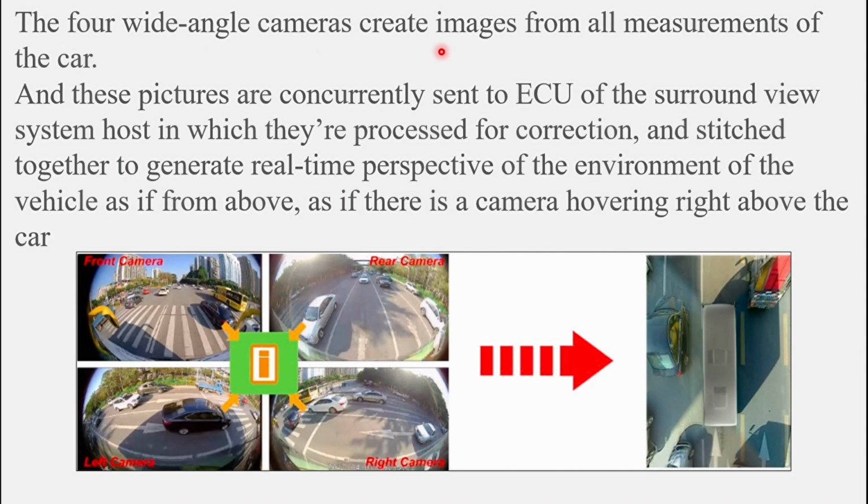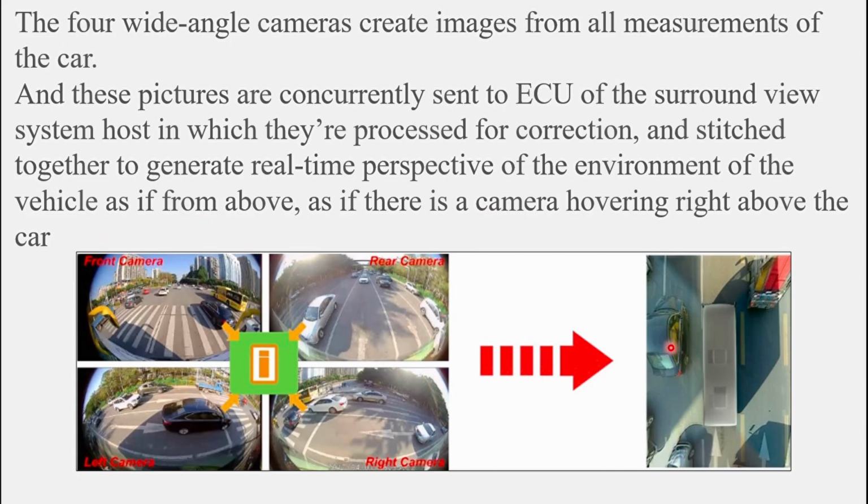The 4 wide cameras create images and instruments of the car, and these pictures are concurrently sent to the ECU of the surround view system host, in which they are processed for correction and stitched together to generate a real-time perspective of the environment of the vehicle, as if from above there is a camera hovering right above the car. This is what I have been emphasizing all along.